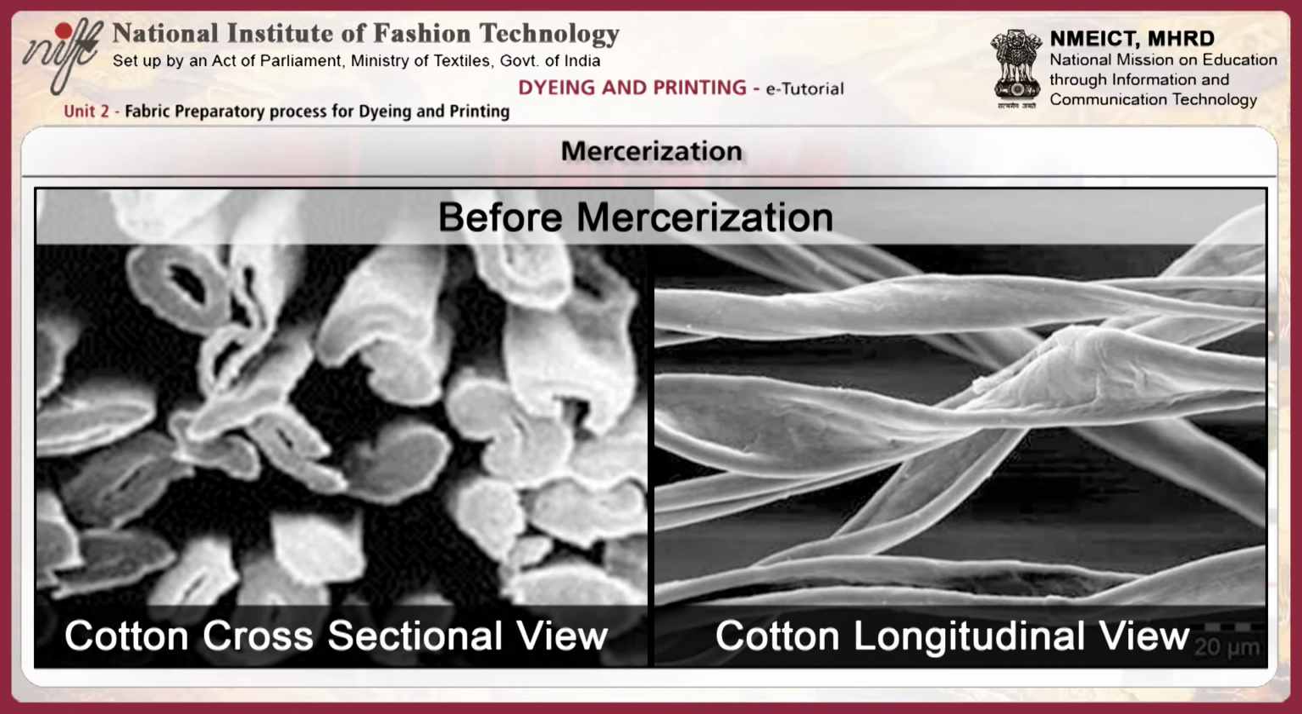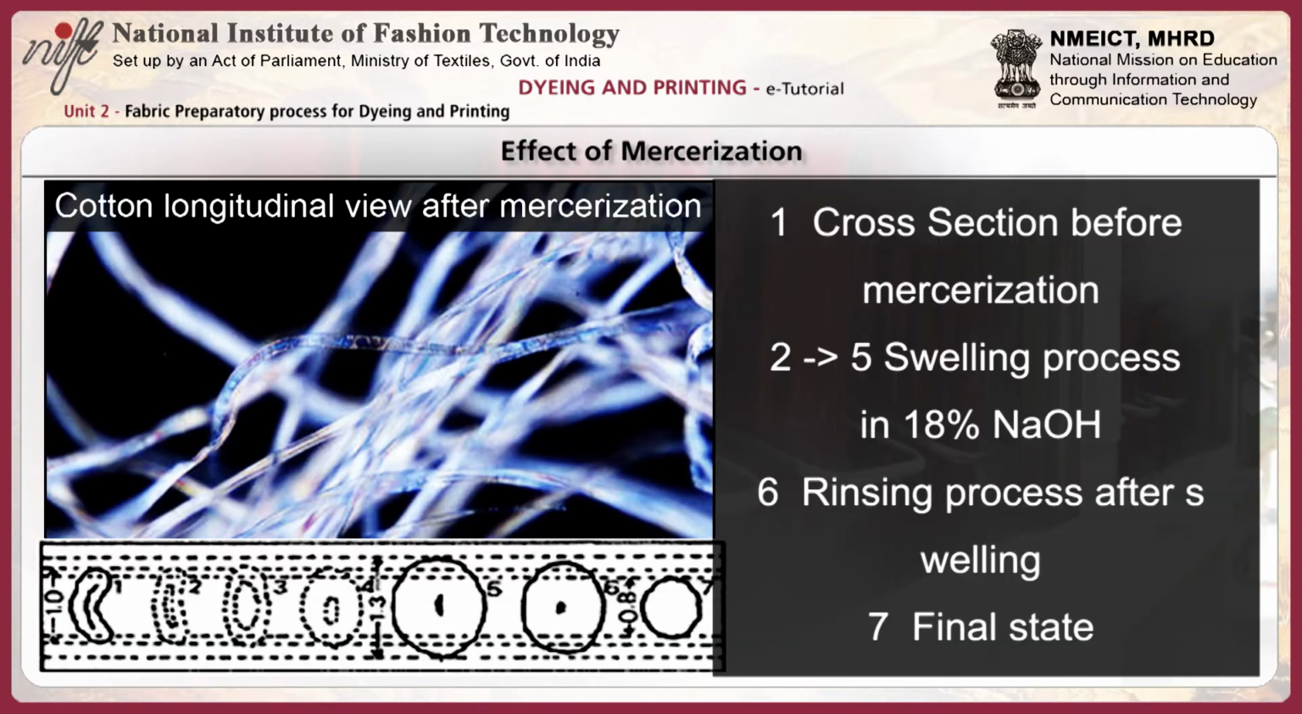During the process of mercerization, the following action will take place in the morphological structure of cotton fibers. The cotton fiber swells, untwists, and its bean shaped cross section changes into a round form. The image here shows a cross section before mercerization.